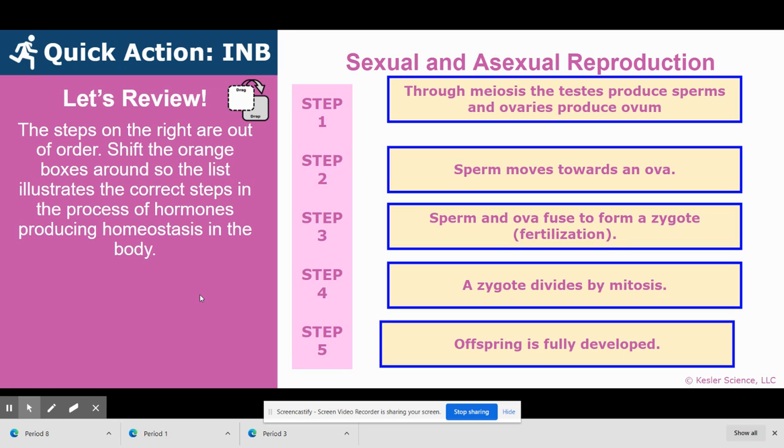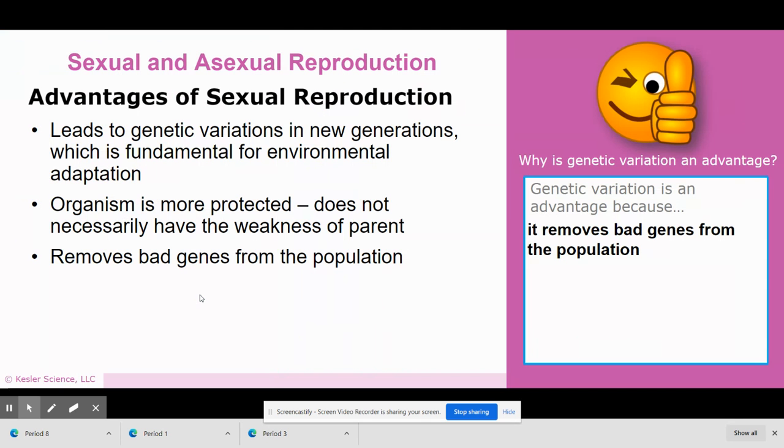So the correct steps are listed here. So step 1, through meiosis, the testes produce sperm and the ovaries produce ova. Number 2, the sperm moves toward the ova. Number 3, it fertilizes the ova. So the sperm and ova fuse to form a zygote. And then the zygote divides by mitosis. And then finally, the offspring is fully developed.